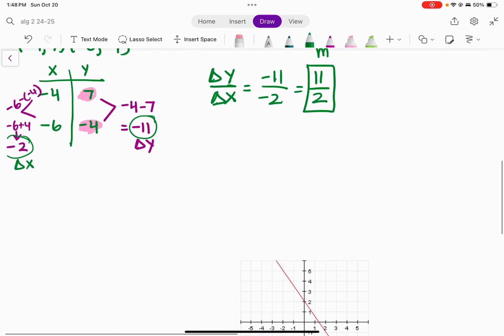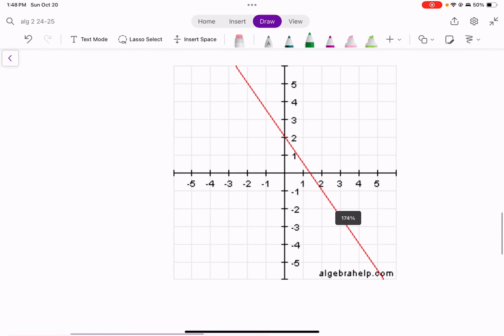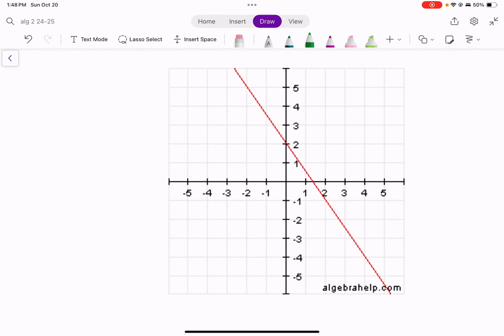Now, let's say we're given a graph right here, like this. Now, you could do the same thing. You always want to start by identifying two really easy to read points. For example, for me, this is really easy to read and this is really easy to read. Okay, so you could just write out the points, right? This is -2, 5. This is 2, -1. And you could do exactly what I just did.